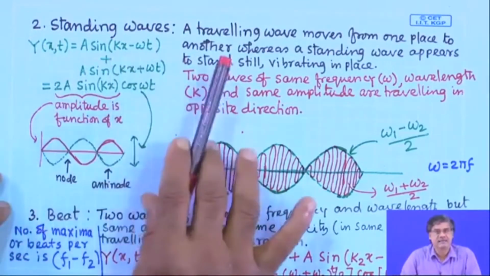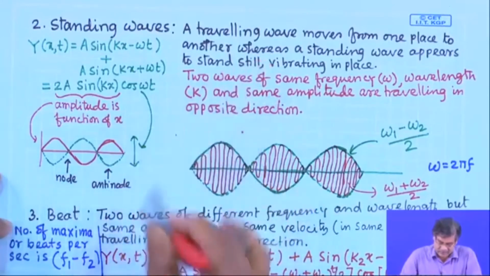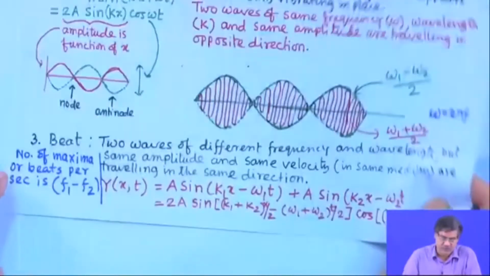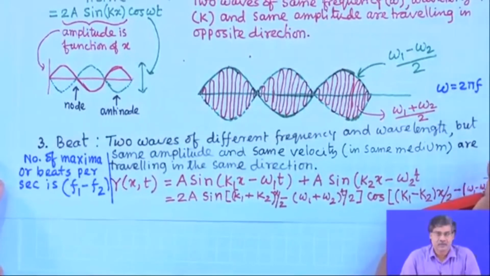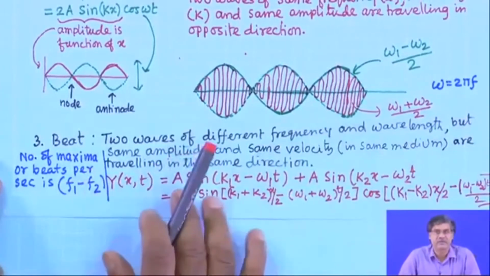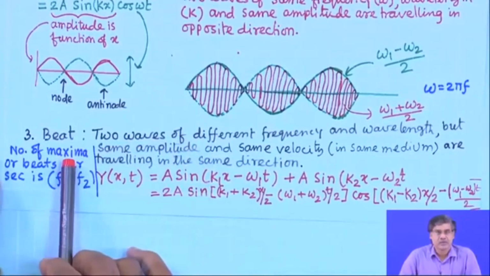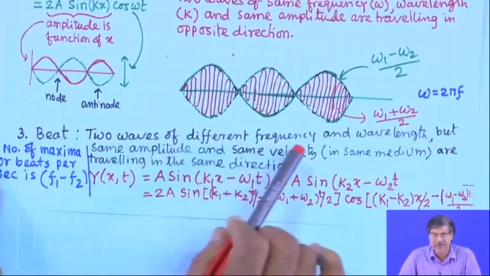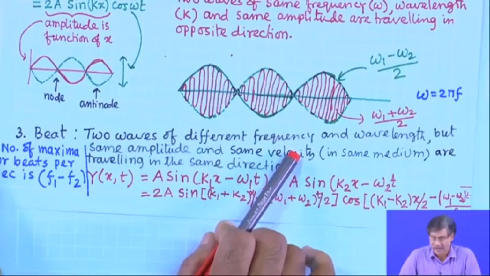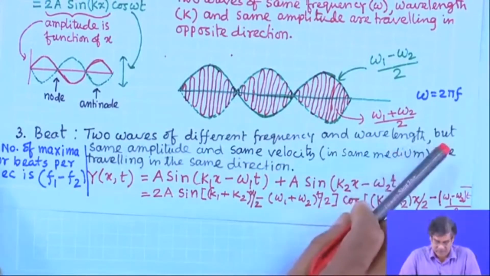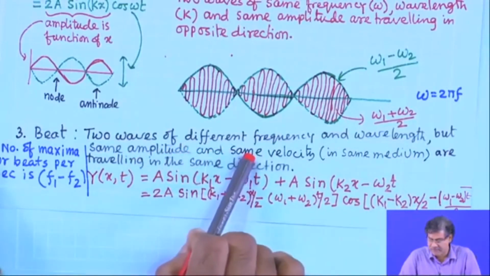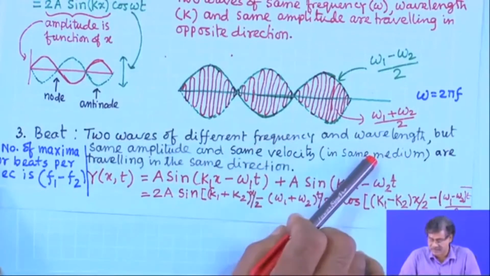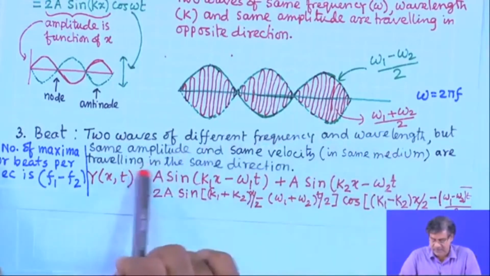So, this is basically the standing wave, and then the third one is beat. We are also quite familiar with this. Due to the superposition of two waves, we get this other phenomenon, which is called beat. When we get two waves of different frequency and wavelength, but same amplitude and same velocity in the same medium, traveling in the same direction.